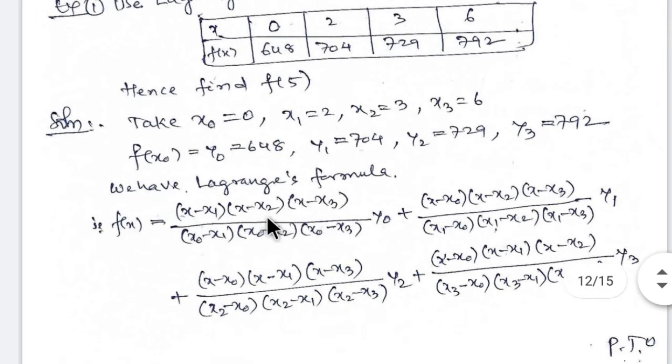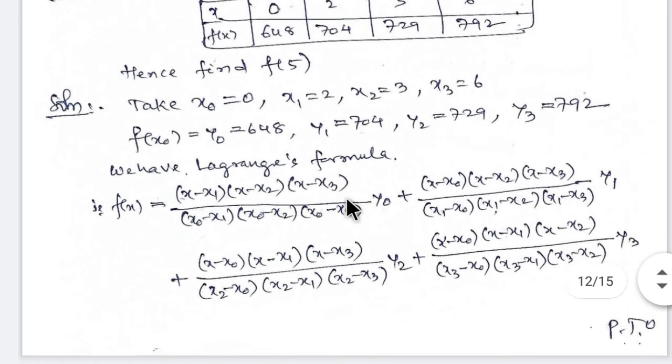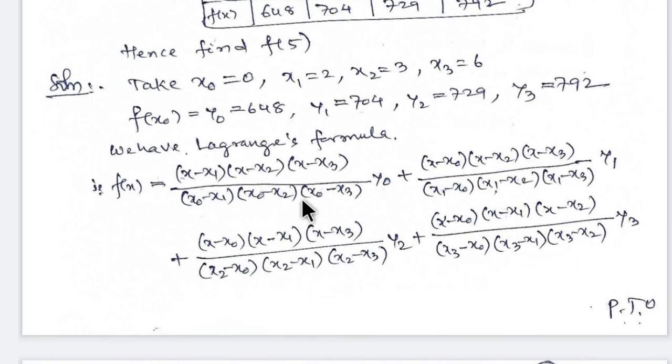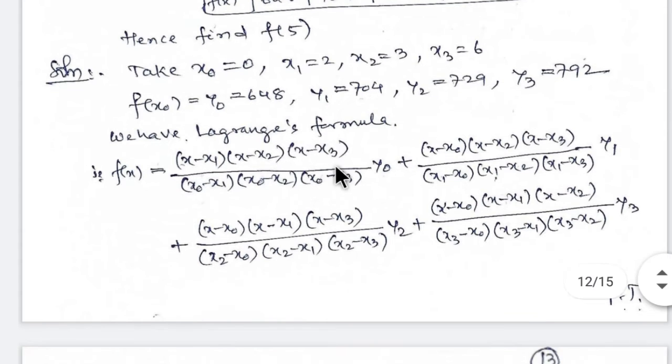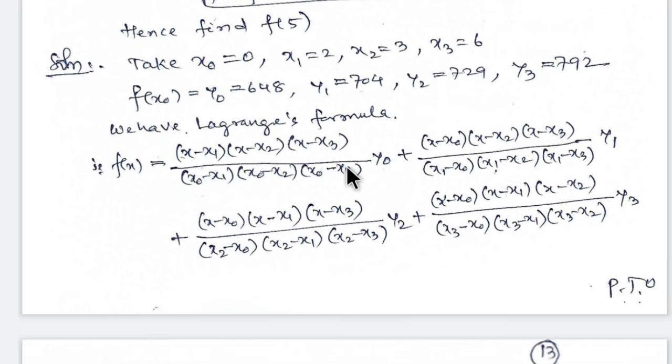We have Lagrange's formula. Using the above formula, you have to write f of x equal to x minus x1, x minus x2, x minus x3, as the values x naught to x3 are here. In the denominator, x naught minus x1, x naught minus x2, x naught minus x3, into y naught or f of x naught. In the denominator, x is replaced by x naught, into y naught.